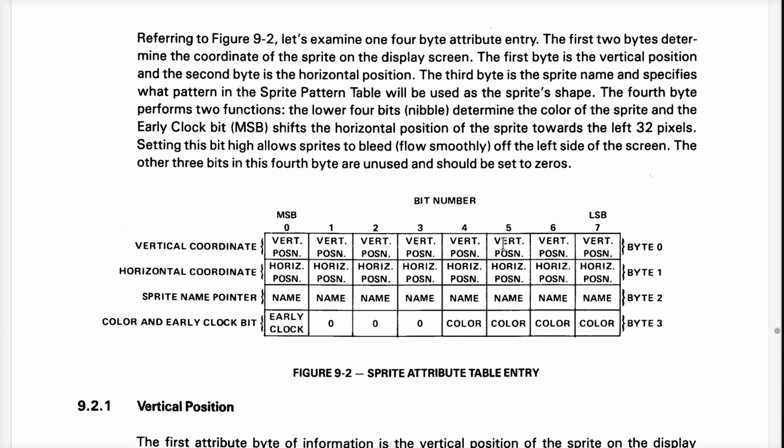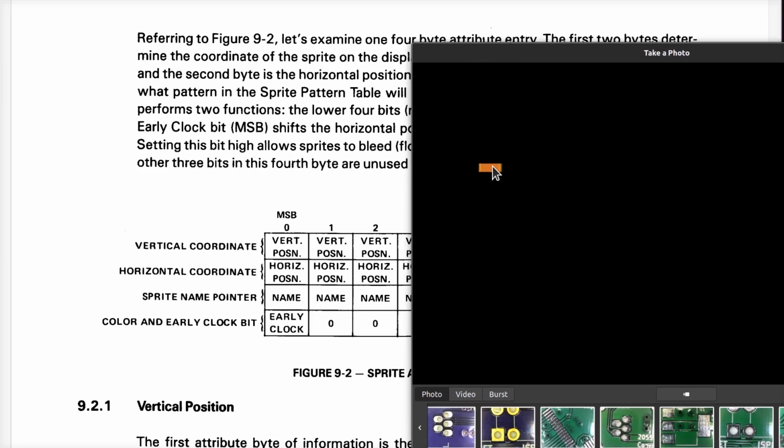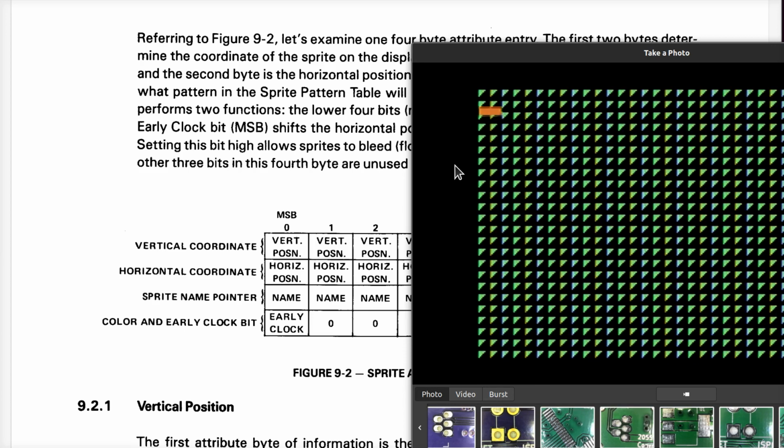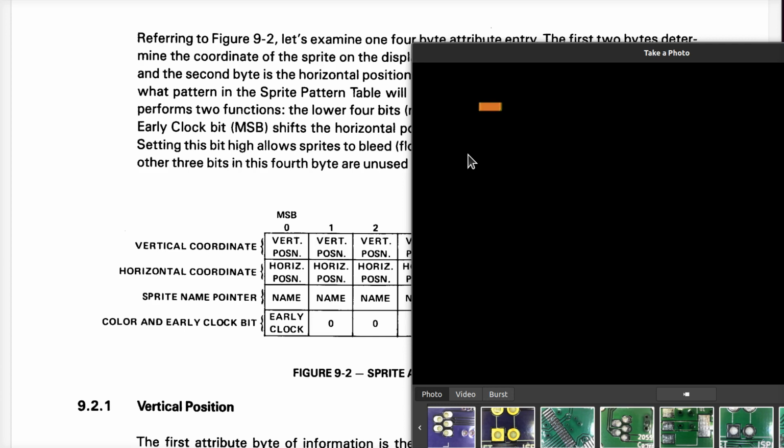The first byte is vertical position. 0 is on the top of the screen. So if we go back to here, if I told this sprite to move itself up to the vertical position of 0, it'll go up to the top of the display area. Horizontal position 0 is on the far left. So if I move this sprite up like this, it's up in the upper left. This is 0, 0 up there.